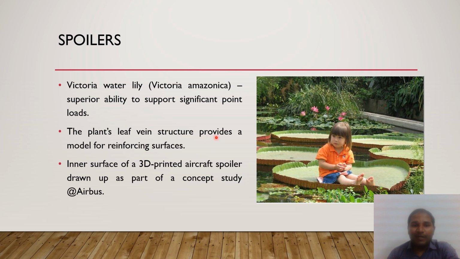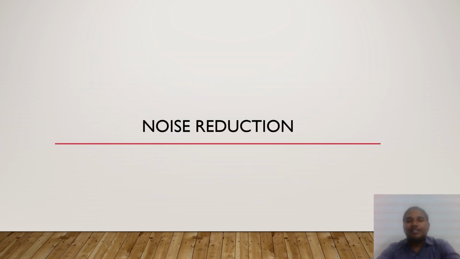The plant's leaf vine structure provides a model for reinforcing surfaces that support many loads. It is still in the developmental stage. Engineers at Airbus developed the inner surface of a 3D printed aircraft spoiler with the Victoria water lily, drawn up as a part of the concept study, and hope this will be implemented in the future in a real spoiler of an aircraft. Next, we will discuss ways to reduce the noise in aircraft with the help of solutions from nature.